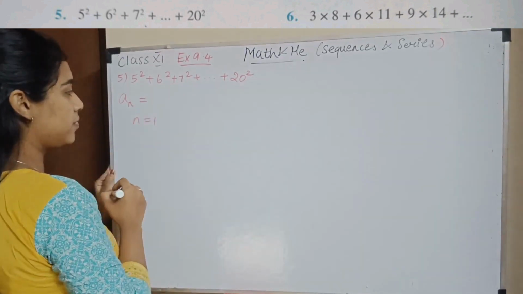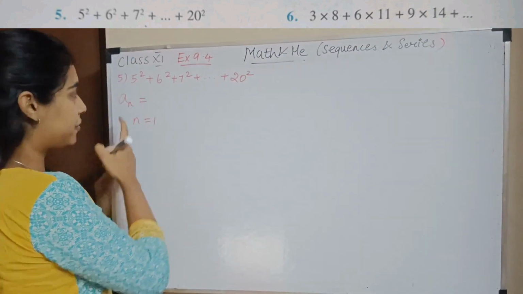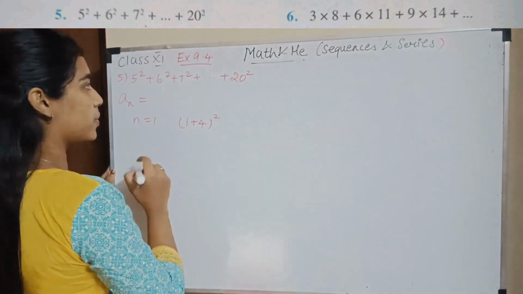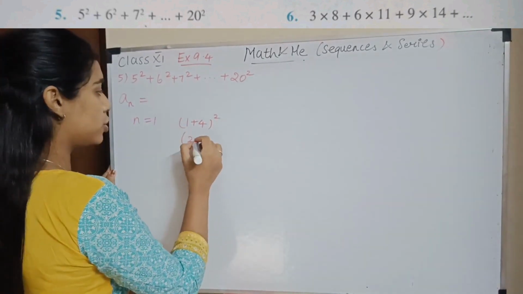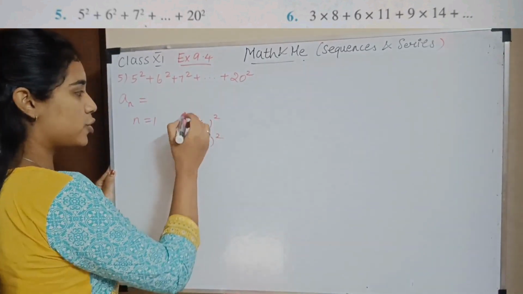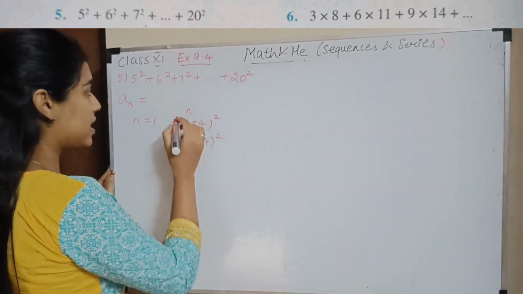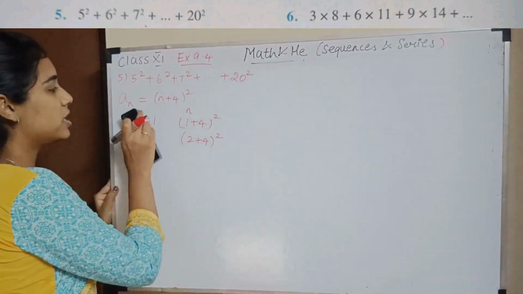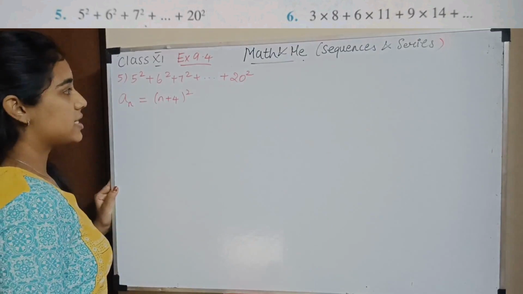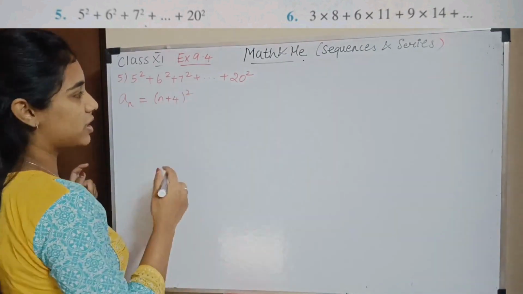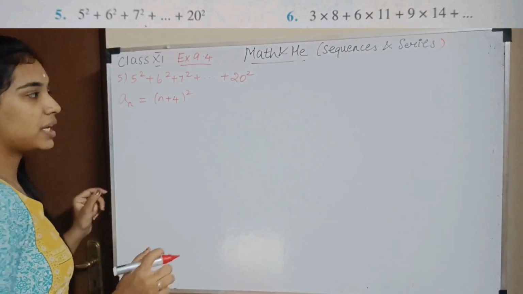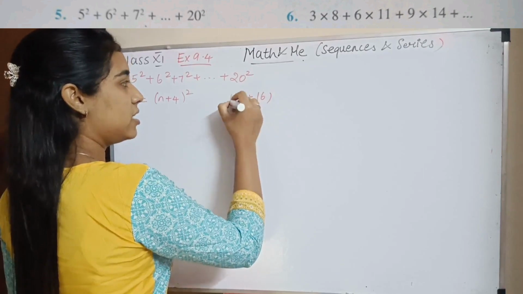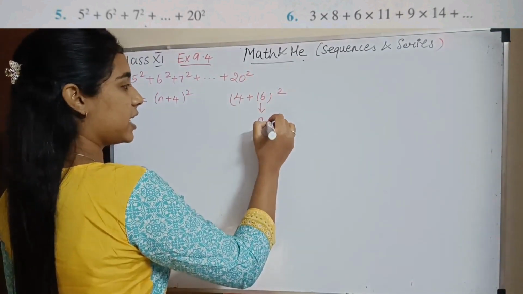When n equals 1, how can I write my first term? My first term can be written as 1 plus 4 the whole square. How can my second term be written? As 2 plus 4 the whole square. Which means these are my n values. So basically I can write it as n plus 4 the whole square. So 5 can be written as 1 plus 4, 6 can be written as 2 plus 4, 7 can be written as 3 plus 4. And how can 20 be written? 20 can be written as 4 plus 16 the whole square. So this is my final n.